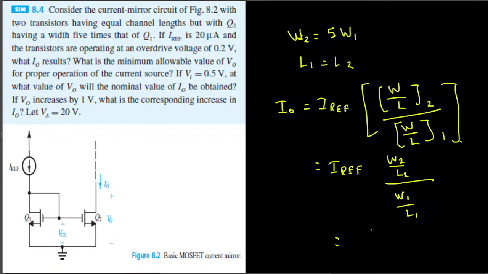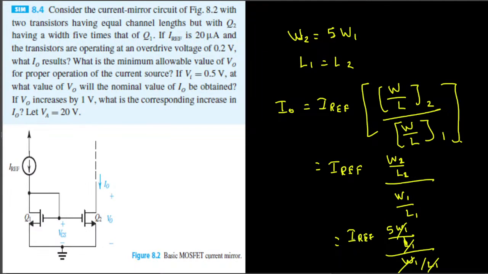We need to have it in the same terms, both of them have to be W1, so we can cancel the terms. So instead of W2, I can replace that with 5 W1. So this is going to be I reference times 5 W1 divided by, instead of L2, I can replace that with L1 because both of them are equal. So I put the L1 here, and the denominator I keep as it is, W1 over L1. And from here you can see W1 cancels, L1 cancels, only the 5 is remaining.